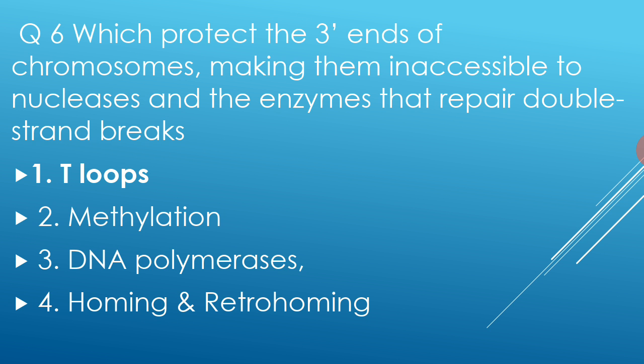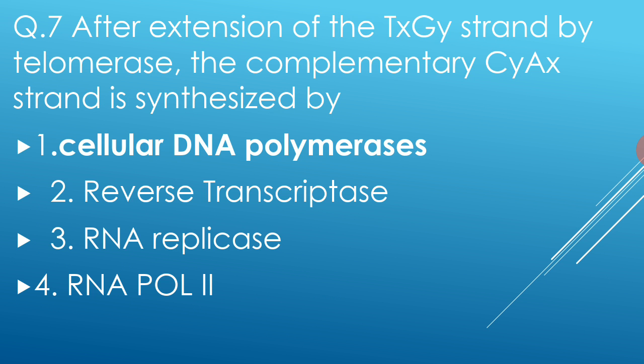Question number 6. Which protects the 3' end of the chromosome, making it inaccessible to the nucleases and the enzymes that repair double-stranded breaks? T-loop, methylation, DNA polymerases, homing, or retrohoming. The answer is the T-loop. The T-loop protects the 3' end of the chromosome from nucleases.